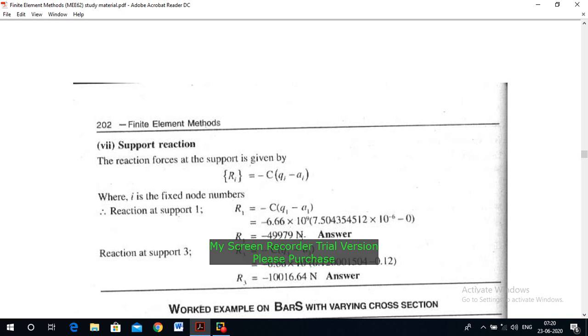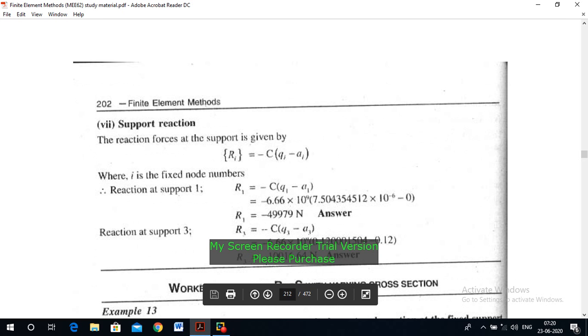And simplify this equation, the answer I will get is R1 equal to minus 49979 newtons, and the reaction at support 3 is R3 equal to minus C into Q3 minus A3. Substitute all the values here. Finally the answer I am getting, R3 is equal to minus 116.64 newtons is the final answer. This is a very important problem from the examination point of view.